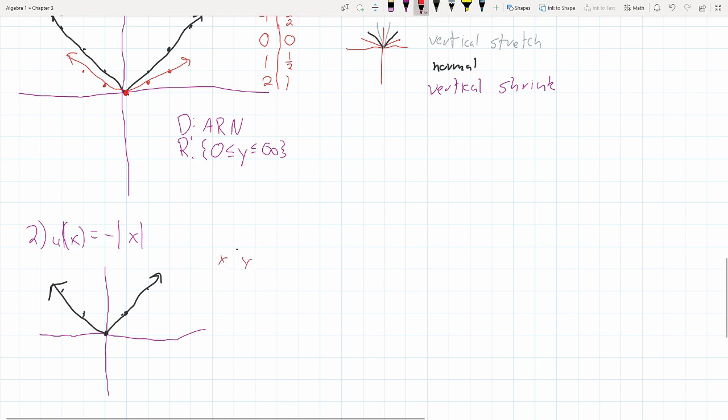Maybe I make an XY table so I can compare, starting at 0. 0, I'm going to get 0. I'm going to get -1. I'm going to get -2. And so what we see is that it opens down. That's the transformation. So the compare is it opens down.